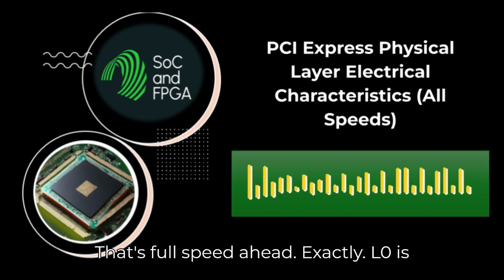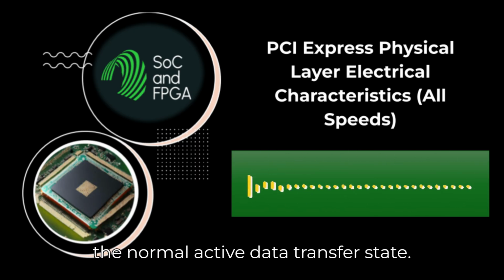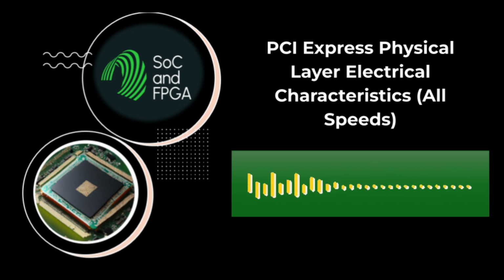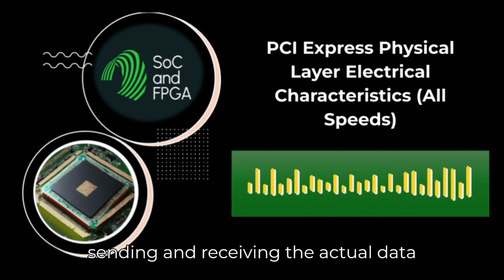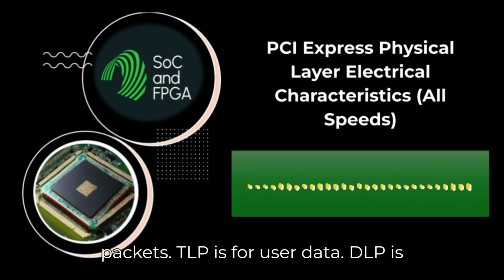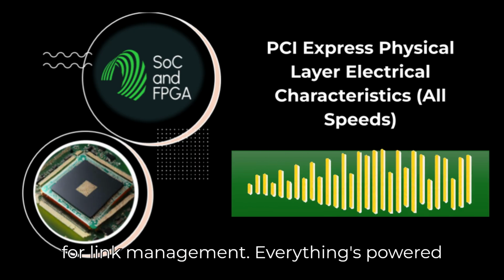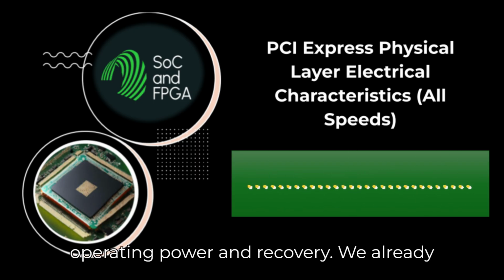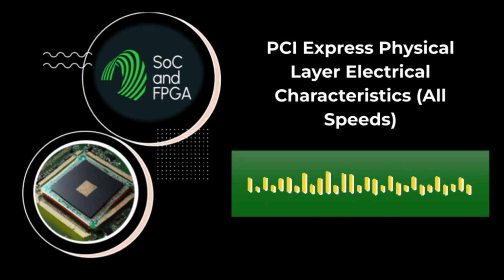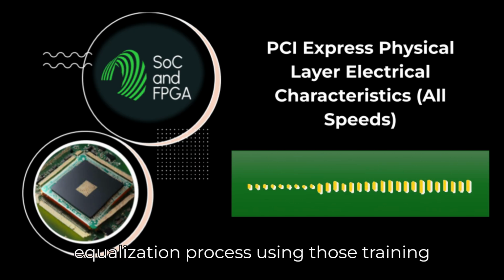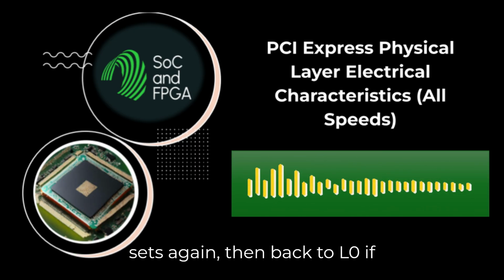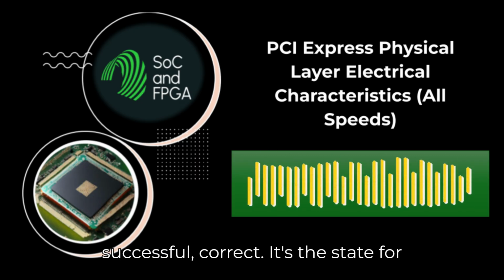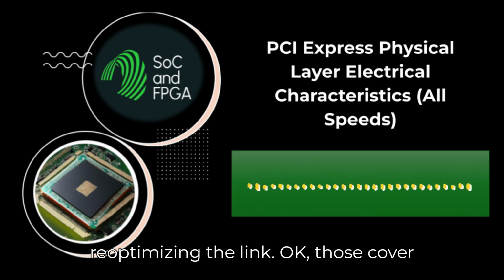That's full speed ahead. Exactly. L0 is the normal, active data transfer state. This is where the real work happens, sending and receiving the actual data packets. TLPs for user data, DLLPs for link management. Everything's powered up, full speed, consuming its normal operating power. And recovery, we already touched on that. It's for retraining, speed changes, or rerunning that equalization process using those training sets again, then back to L0 if successful. Correct. It's the state for reoptimizing the link.